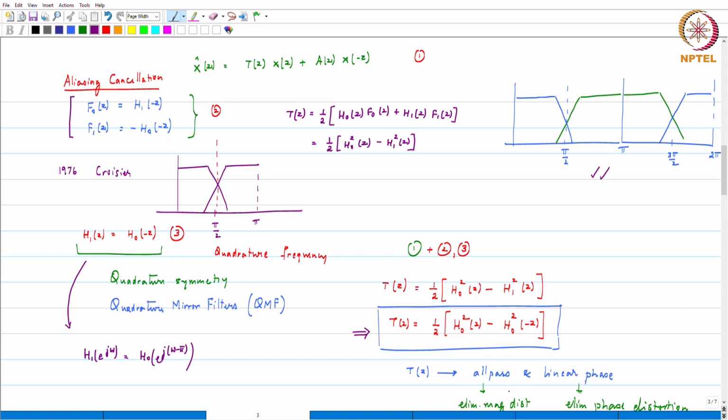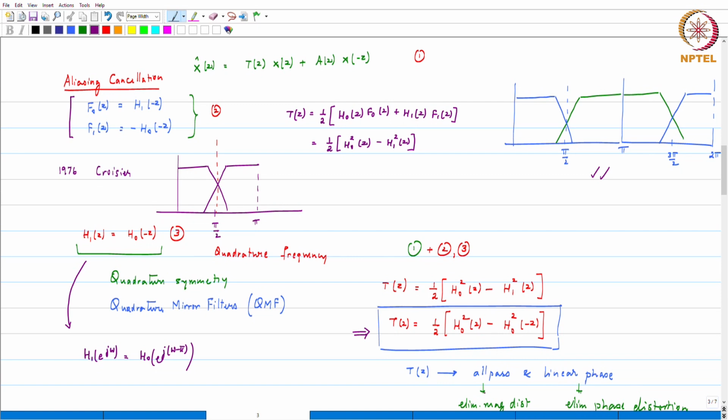So now, in the last lecture we pointed out that if T of z happens to be all pass, then we have eliminated magnitude distortion, but there is phase distortion present. However, if T of z is linear phase, then we would have eliminated phase distortion.